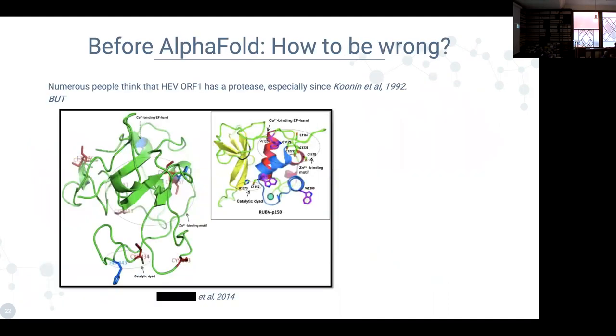Okay, sorry. I also wanted to open a small parenthesis about before AlphaFold. As I said, I'm in the group of people that think there is no protease. And this is a paper from some people in the field that think there is a protease. In 2014, they made a homology model based on a proteinase protein. This is the template, and this is the model that they got, and they said, oh, it's very clear, we have a protease here. It was mostly based on the localization of a few cysteines that are very close together.